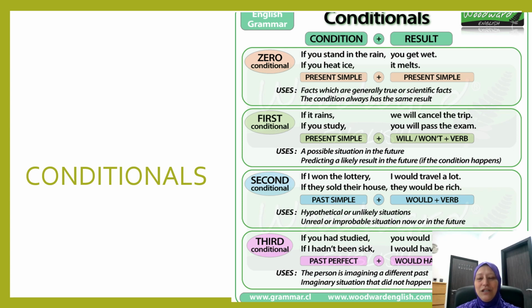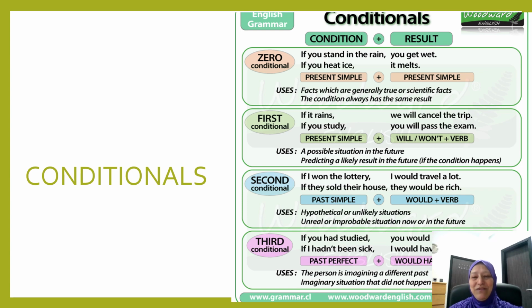A zero conditional is used for something which is true, and a lot of times it has to do with scientific facts. So, for example, if it rains, you get wet, and it's just something normal. I mean, we all know about it. Or it could be used in manuals. If something is produced, wherever it's produced, the manual will have information in the zero conditional. Of course, if it's in the English language. And you have present simple, so the form is present simple plus present simple.